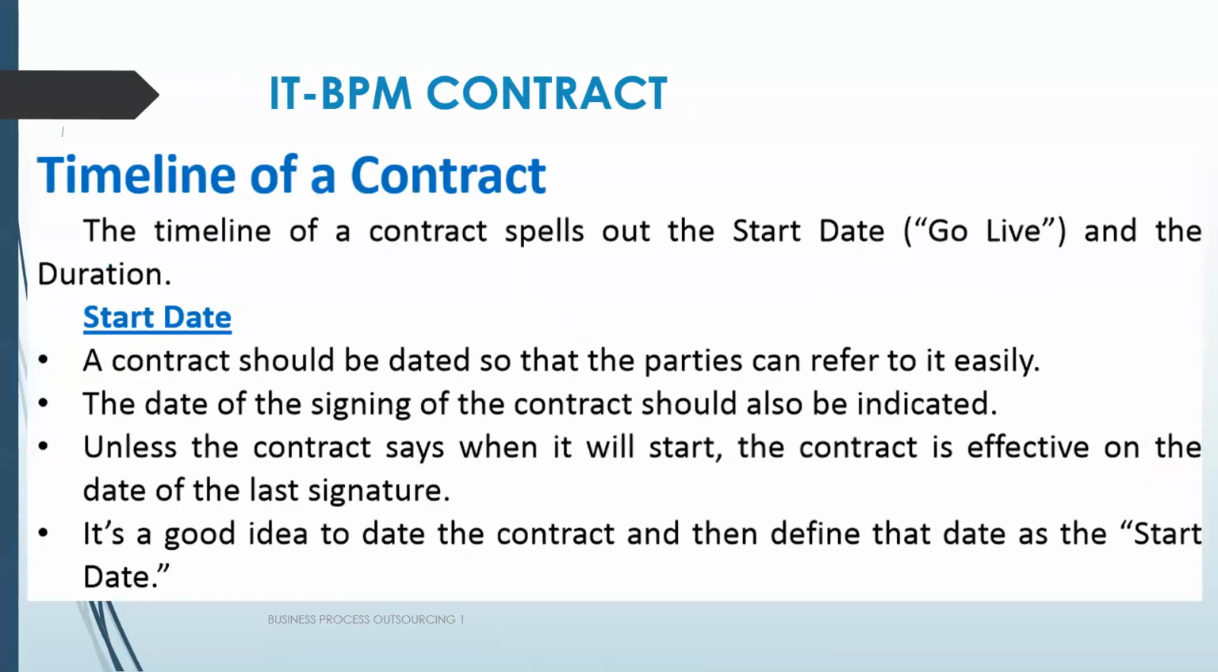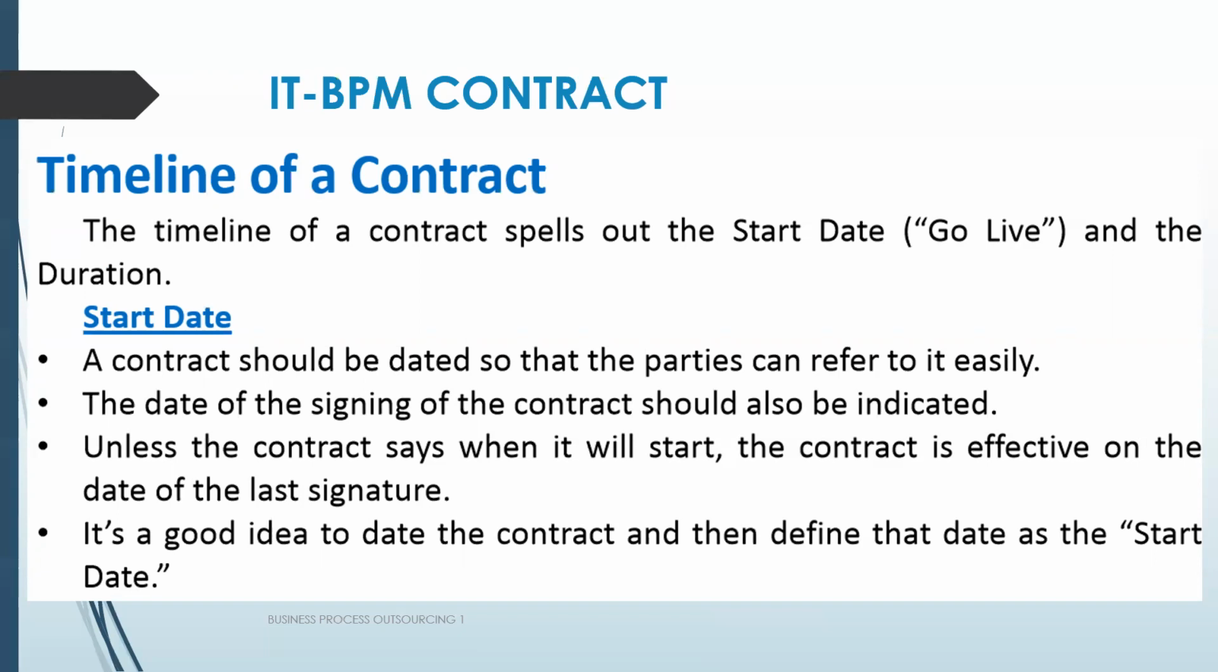So, timeline of a contract, of course, I believe you understand what this means. The timeline of a contract spells out the start date or go live and the duration. Go live means you start the contract, you're done with the training and the likes. Because before a client gives the service provider part of a non-core activity or process, they have to train the service provider also, because how can they deliver the right service the client wants if they do not train the service provider on what they really wanted as an output from them.